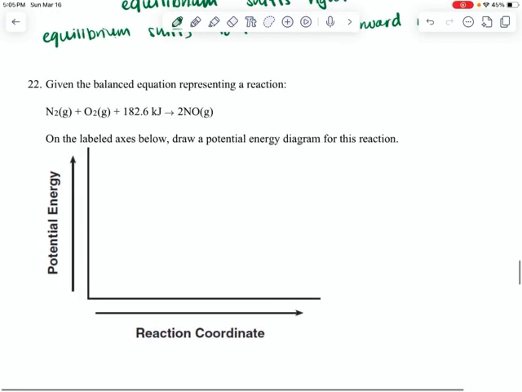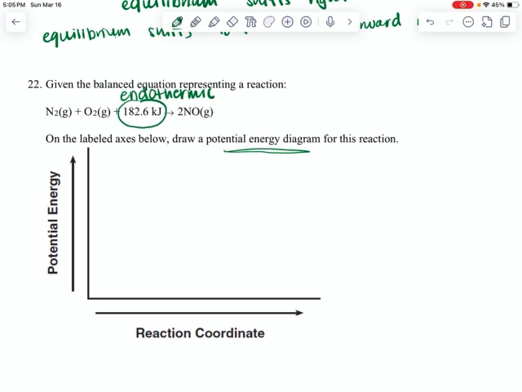Alright, potential energy diagram, that is our hills. We have to look for, is it endothermic or exothermic? We see energy is on the left, right? Kilojoules is energy. If energy is a reactant that we're putting into our system, right, that means that it is endothermic because energy is entering the reaction. If it was like A plus B makes C plus 182 kilojoules, that would mean that energy is a product and it's released, and that would be exothermic. That's not the case. It's endothermic.